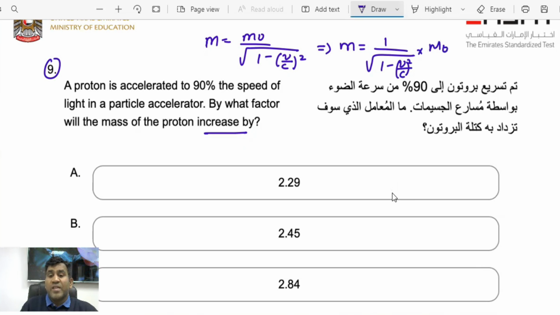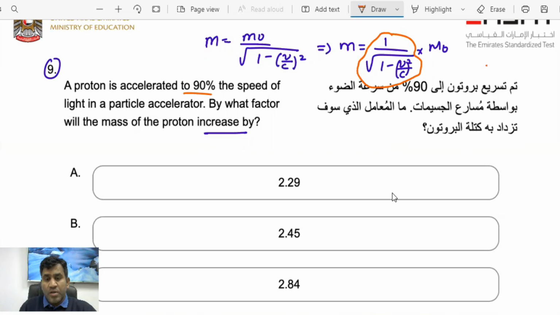It means when the proton or any particle is going with velocity v, its mass will be increased by this factor. They are asking by what factor, and it will increase by this factor. We just need to find what the speed is here, and by knowing the speed of the proton, we can calculate by what factor the mass is increasing.